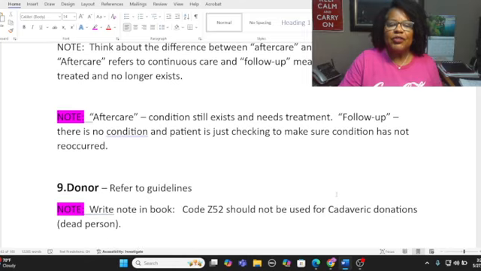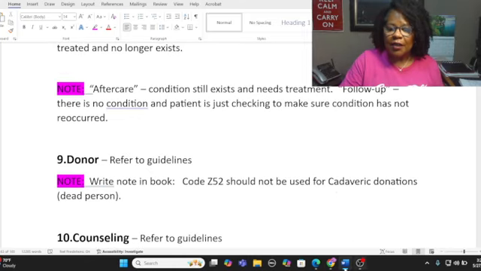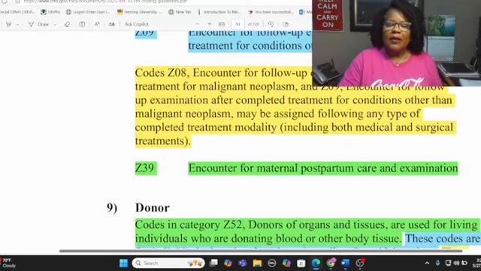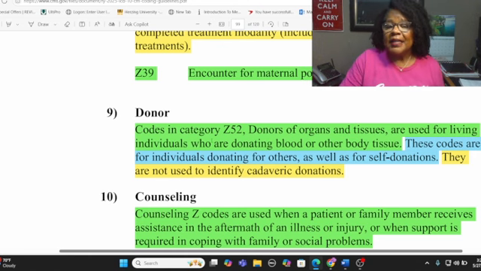All right, we're down to donor. So let's go to donor on our guidelines. Codes in category Z52, donors of organs and tissues, are used for living individuals who are donating blood or other body tissue. These codes are for individuals donating for others as well as for self-donation. They are not used to identify cadaveric donations.